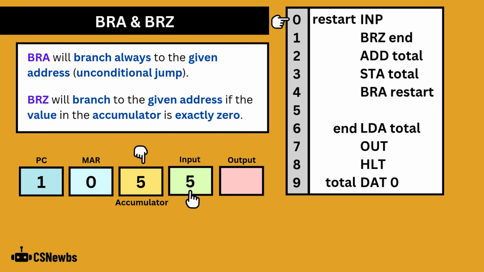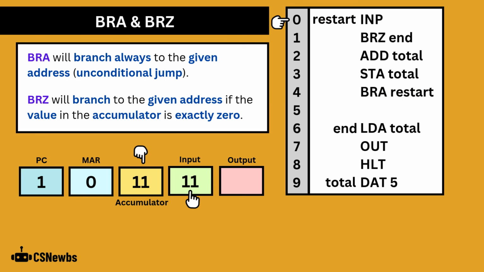Starting at the beginning, we'll input 5, which goes into the accumulator. We ignore the destination branch label of restart. We check if the accumulator is exactly 0, but it's not, so we move on and add the total to the accumulator. This is currently 0, so there's no change. We then store 5 in the memory address labeled total. BRA will branch no matter what the accumulator's current value is, but it will affect the program counter, which needs to change to the line the destination branch address is on, which is 0 in this example.